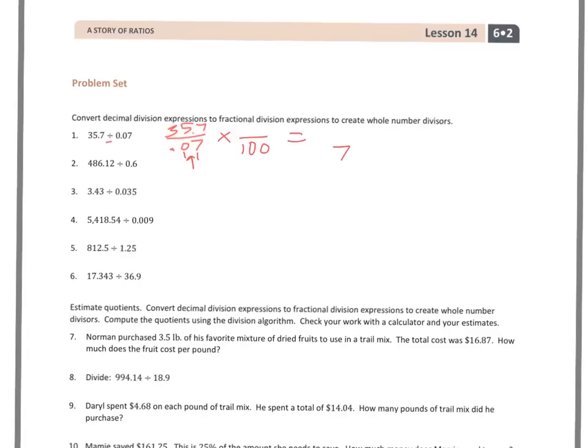So whatever I do to my divisor, I have to do to my dividend in order to keep this problem equal. So I'm multiplying 35 and 7/10 by 100. And what it's really doing is shifting all the digits 2 places to the left on the place value chart. Before we used to say, let's jump the decimal point over 2 places. Well, the decimal point's not moving, the digits are moving to the left on the place value chart. And that will get us 3,570.